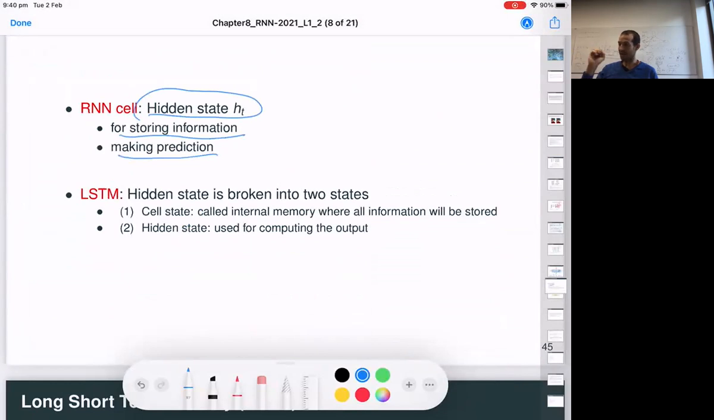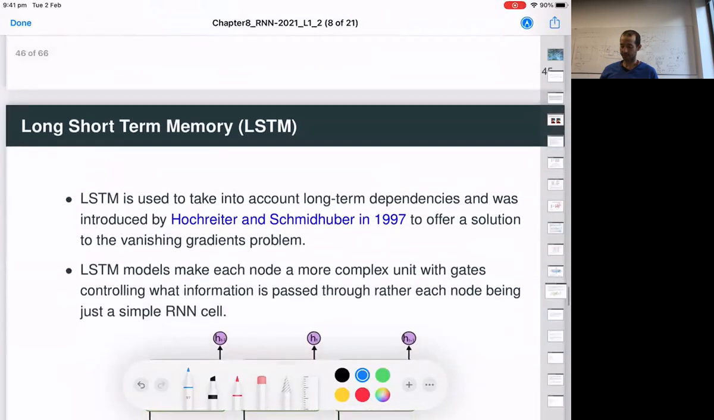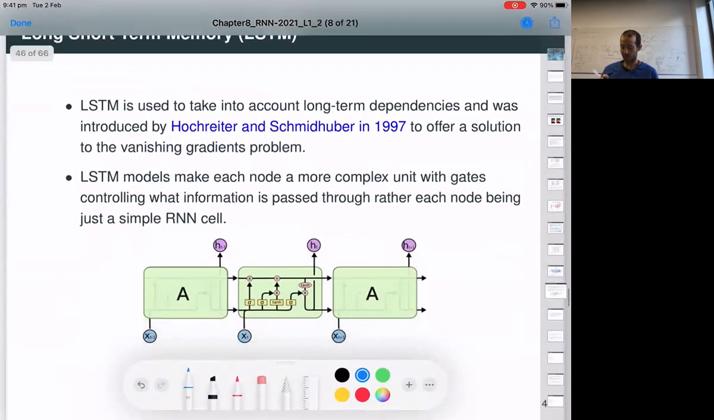And the way the LSTM works, we have the hidden state, which is broken into two states: a cell state and a hidden state. The cell state is called the internal memory, where all the information is stored, and the hidden state is used for completing the output. So it breaks these states in two.